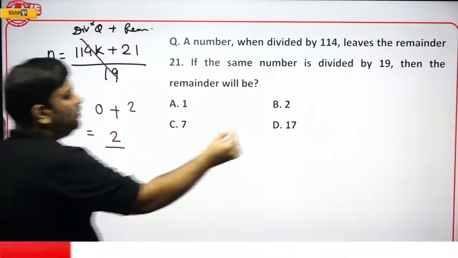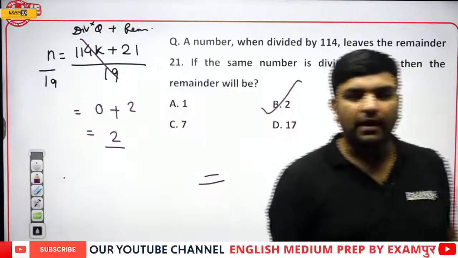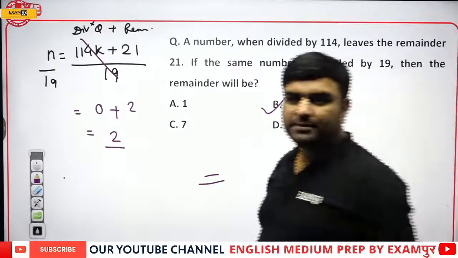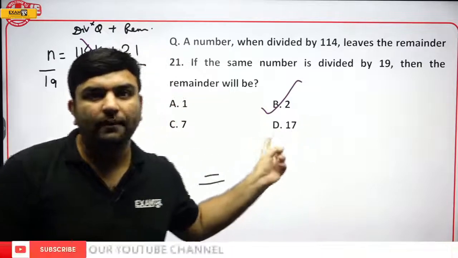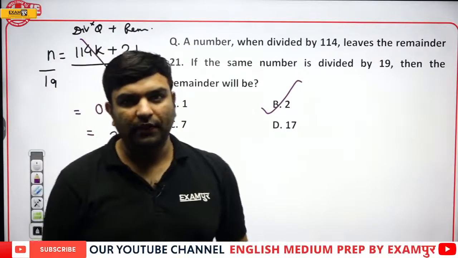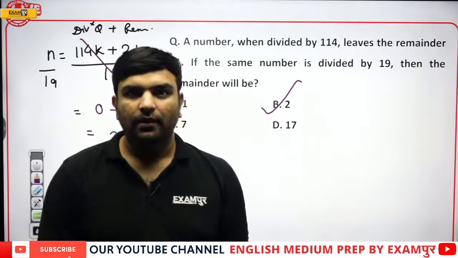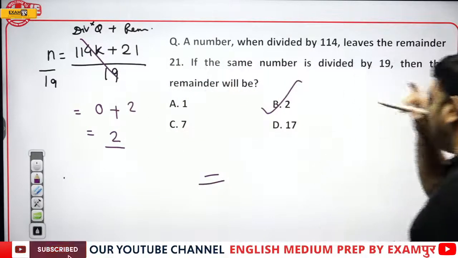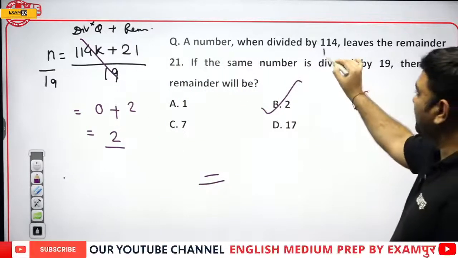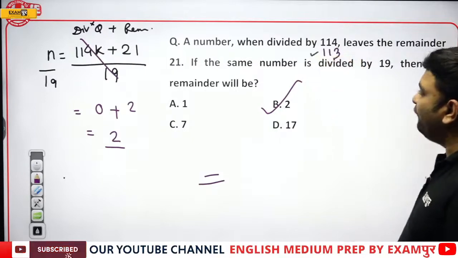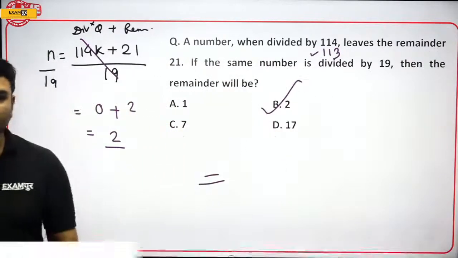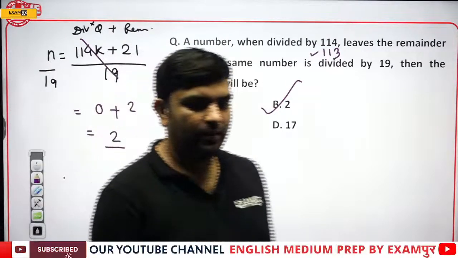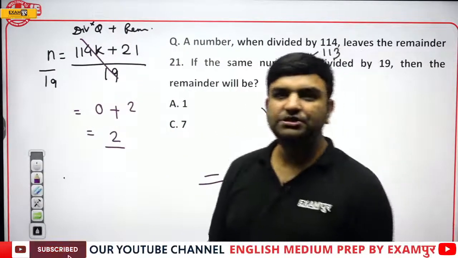Guys, if it would not be completely divisible, would we be able to find out the answer? Let's suppose I make a change. I change it to 113. Can you find out the answer now? So everything is conditional, bacha.